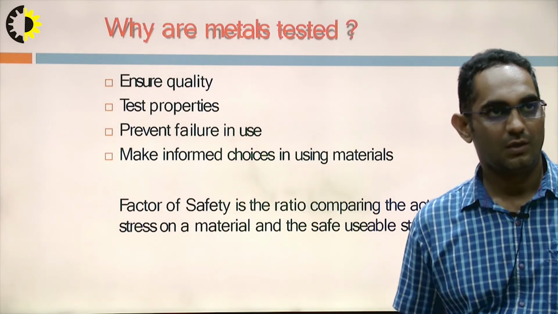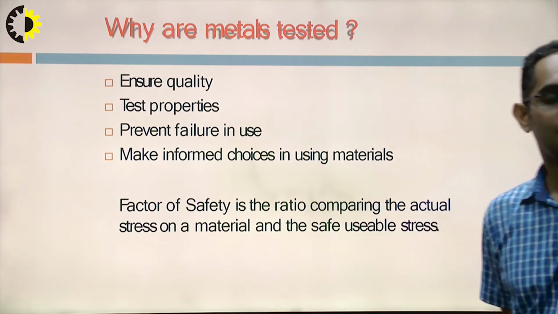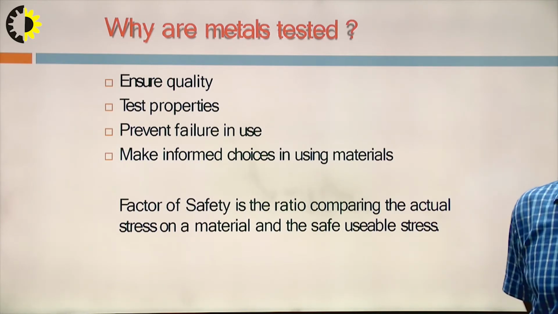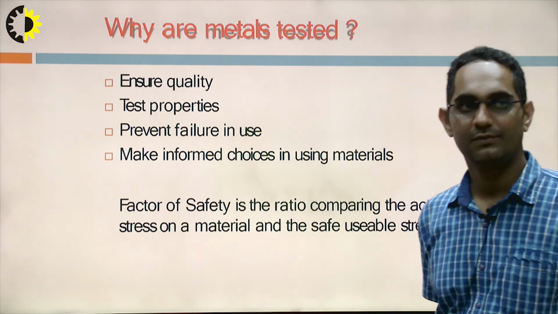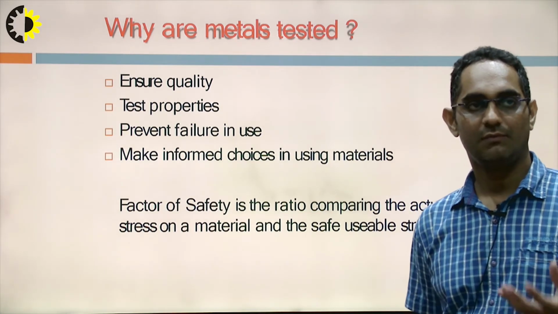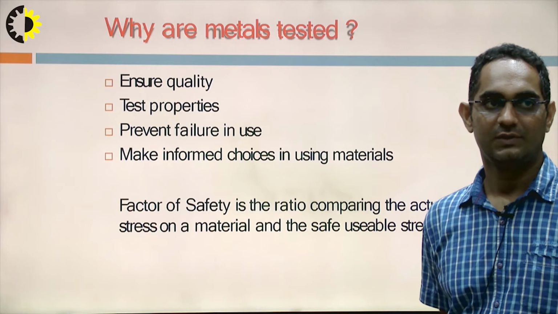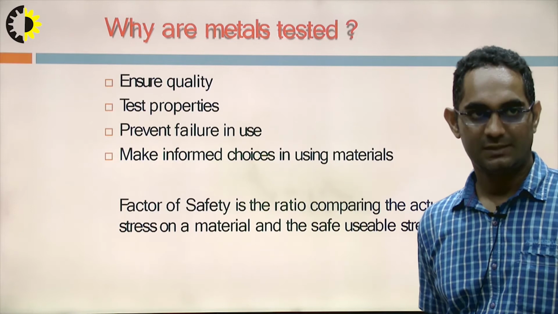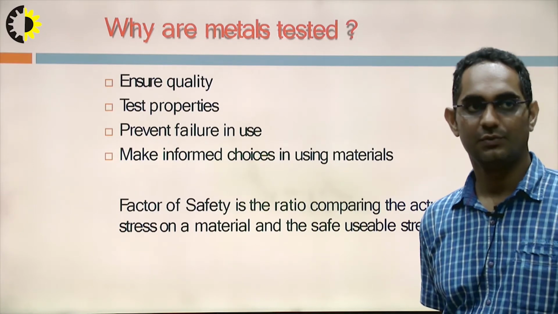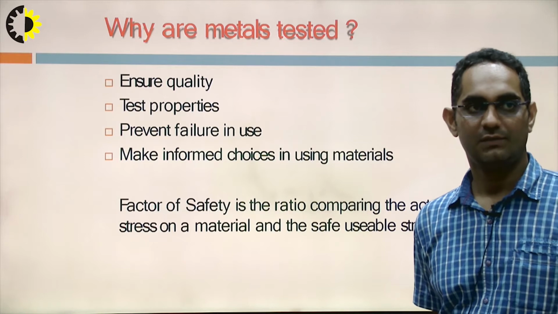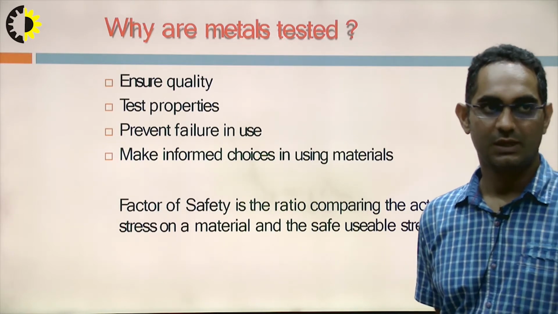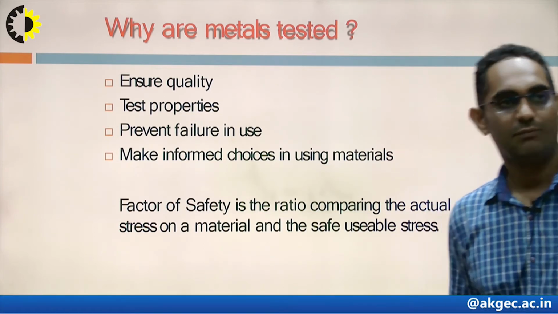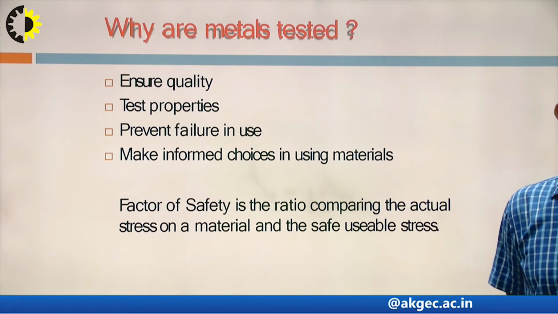First of all, we will look at why metals are tested. Metals are tested with either destructive or non-destructive methods. The reasons are: first, to ensure quality; second, to test properties; third, to prevent failure in use; and fourth, to make informed choices in using materials.